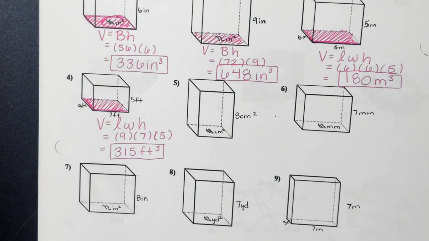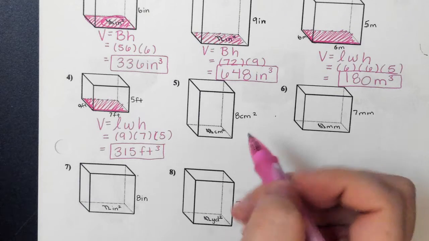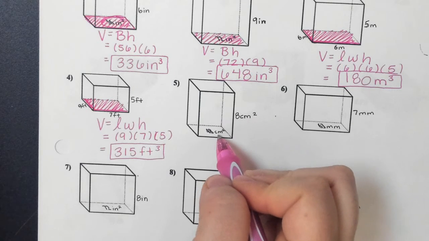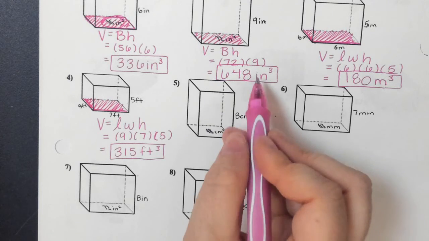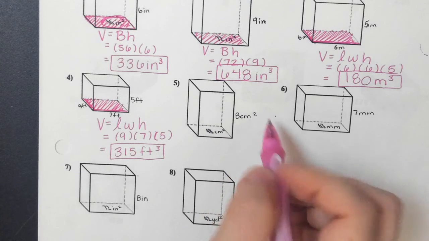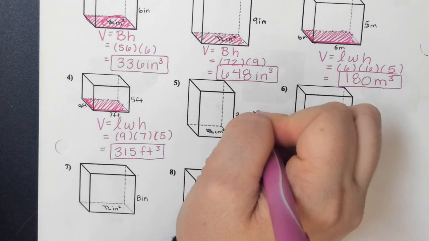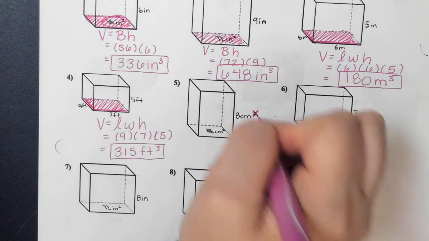LWH or capital BH? Capital BH, because if you look in here, it says 48 centimeters squared. Now, do y'all see my mistake here? Can my height be squared? No, so if you'll just mark that 2 out. That was a really bad mistake.